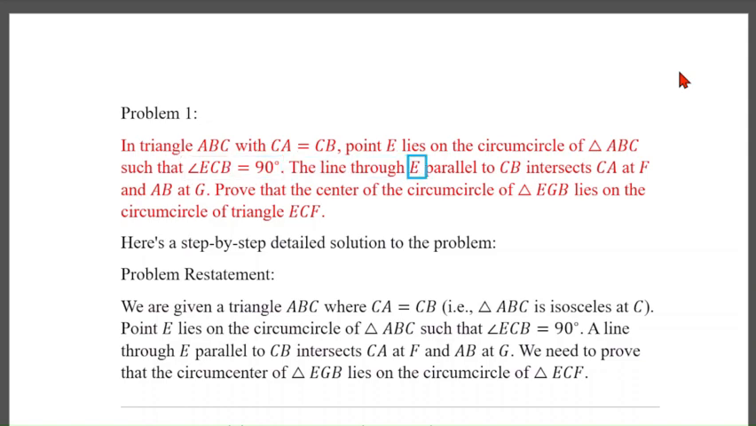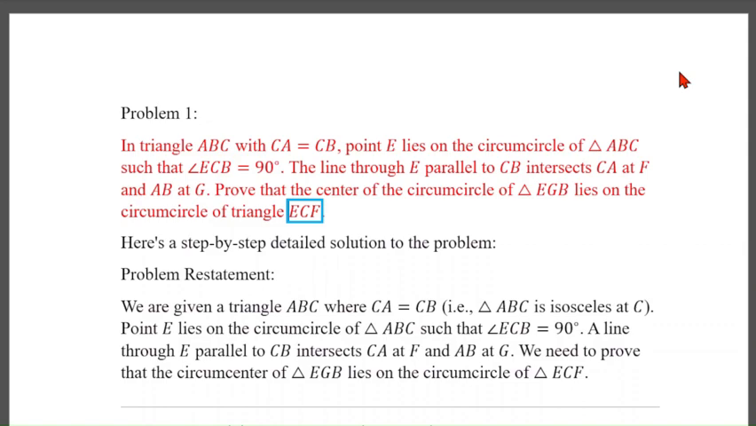The line through E parallel to CB intersects CA at F and AB at G. Prove that the center of the circumcircle of EGB lies on the circumcircle of triangle ECF.